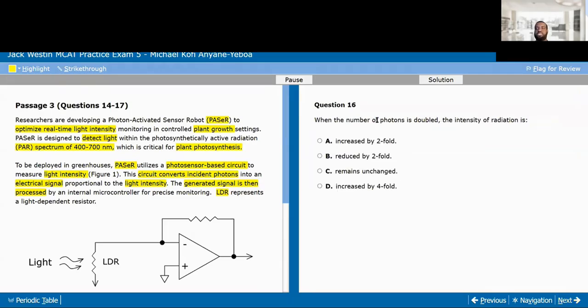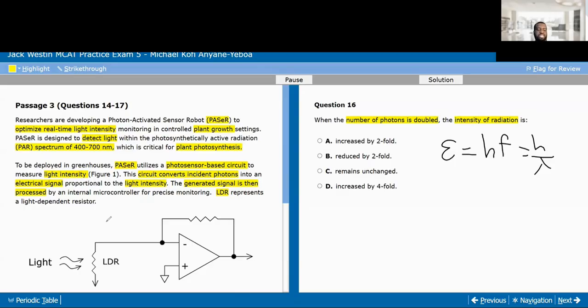When the number of photons is doubled, the intensity of radiation is. This is also a red flag question. It's funny we've not used anything in the passage yet. But energy, when it comes to these waves, radiation, is hf, right? Planck's constant times frequency. I like to write it as hf instead, because v sometimes I confuse with f. That's frequency, right? Which is also Planck's constant times c divided by the wavelength.